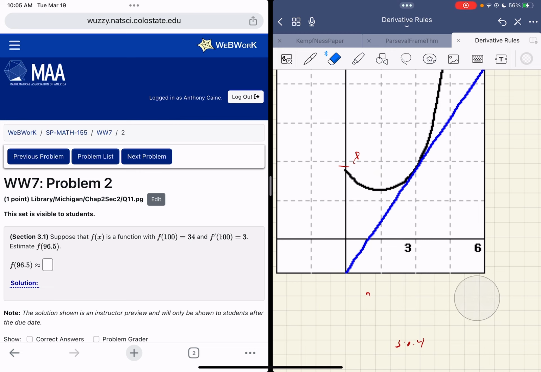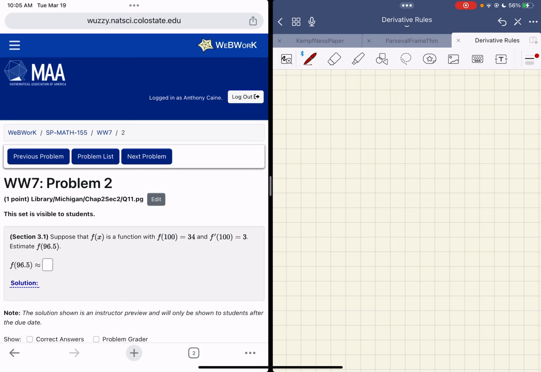So everything else is the same idea, and maybe I'll sketch some pictures. All right. So we have some mystery function that we don't know, but we know that its derivative at x equals 100 is equal to 3. Oops, sorry. And we also know that when x is 100, f of x is 34. So that means that near x equals 100, f of x is approximately, and then what I'm going to put here is the linear approximation.